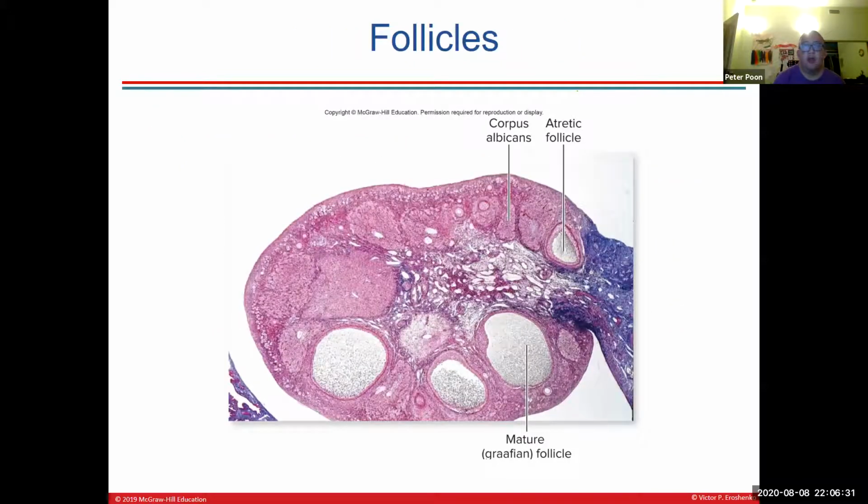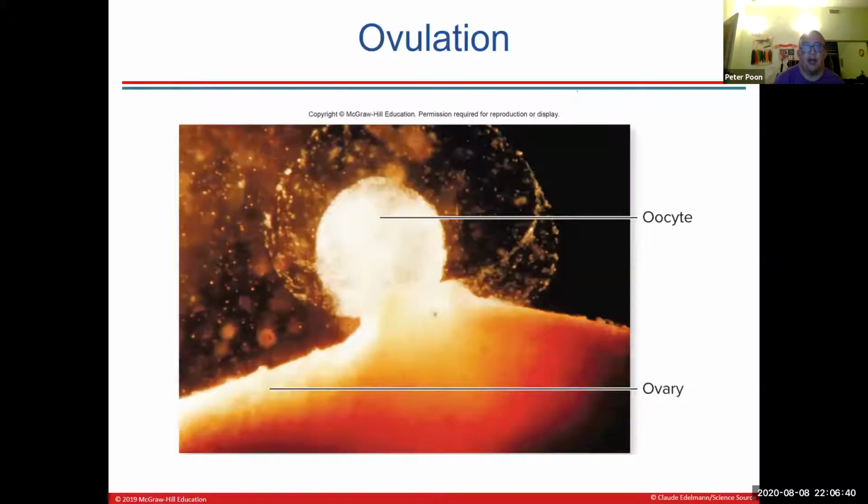So follicle, this is a follicle coming apart. This is a mature graafian follicle. That is ovulation.